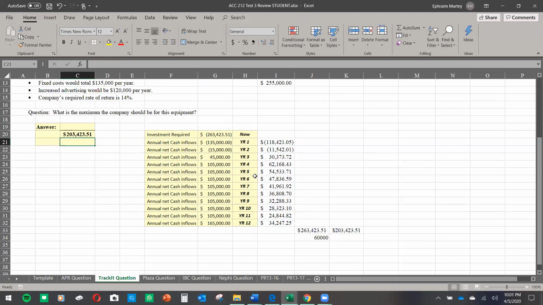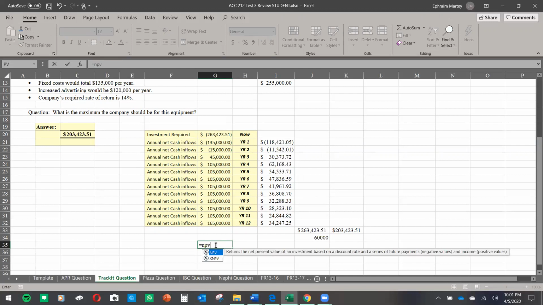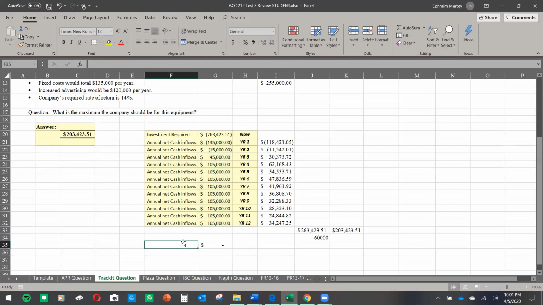But let's double check to see if we are right. If we are right, let's find our net present value, NPV. What is the rate? The rate is 14%. Then we select all the cash flows. If we are right, this should give us 0. The net present value should be 0. Now plus the initial investment, which gives us 0. So that means we were right with how much the company needs to invest in the net present value.